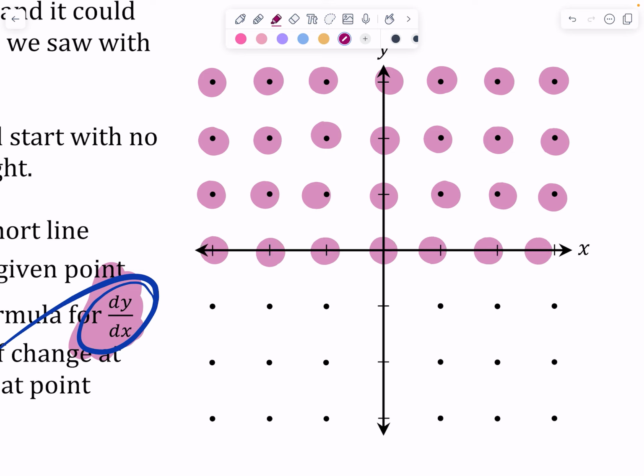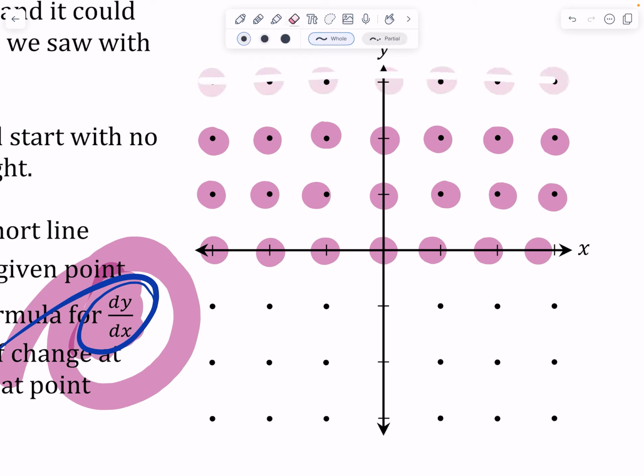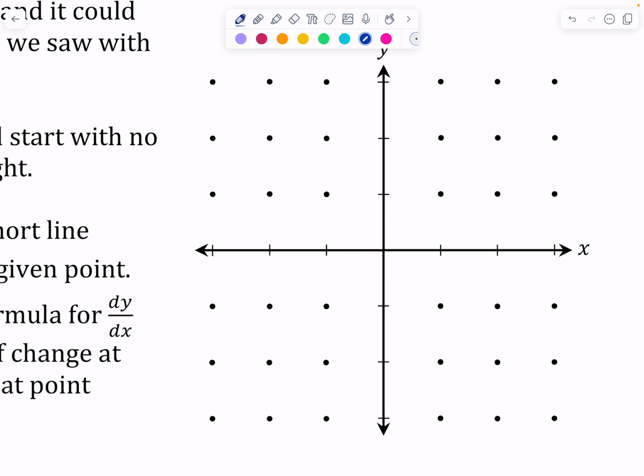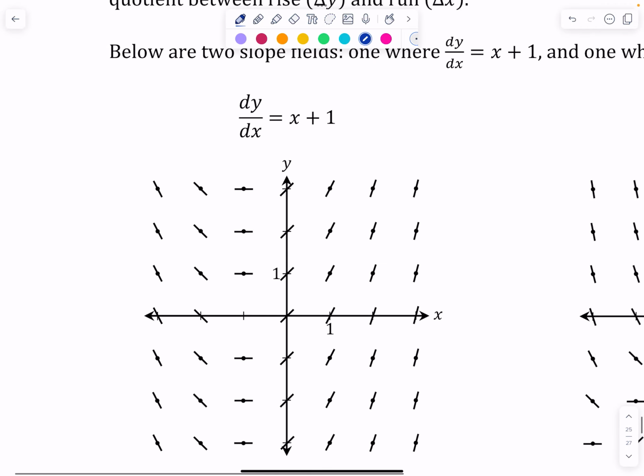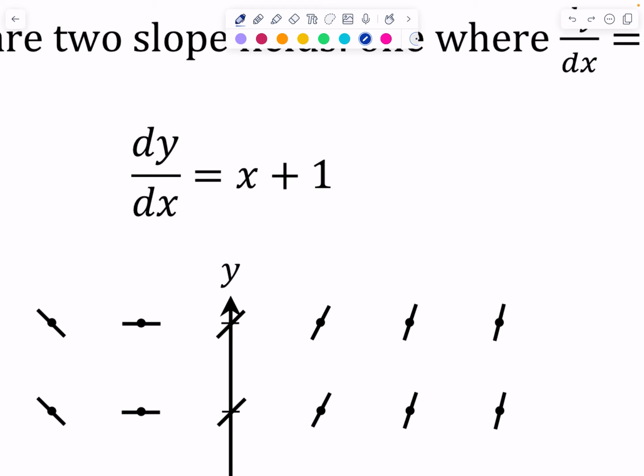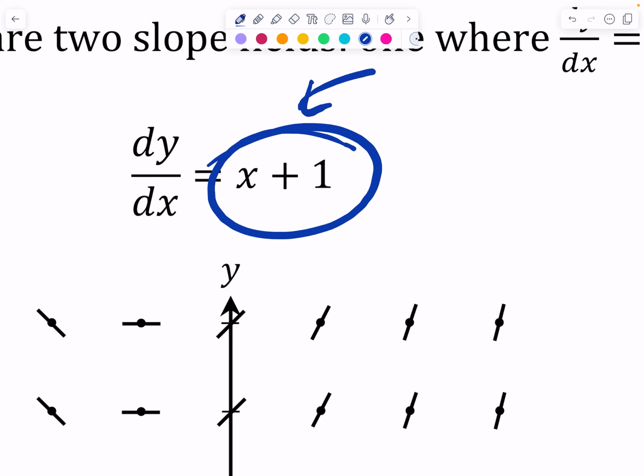When we plug in those x and y values into the slope equation, we'll find out what that slope is at that particular point. We'll do that for basically all the points we can, and then that will give us a look at what this slope field looks like. So over here, this is a slope field for dy/dx equals x plus 1. So whenever we have any given point, we take the x and y values, and then on this side, we place in the x and y for whatever we see.